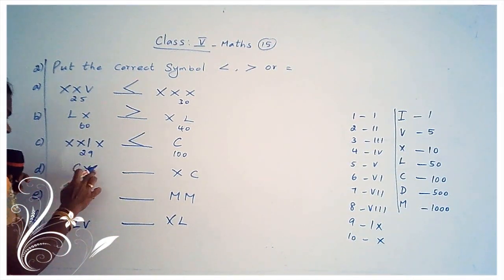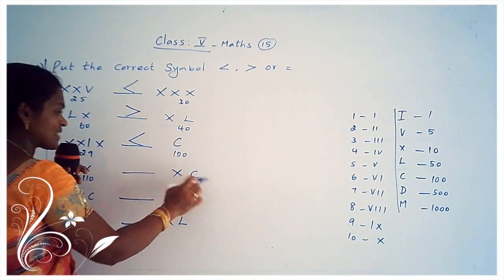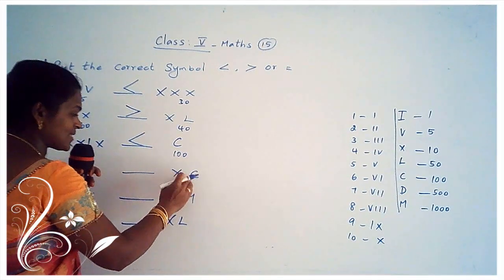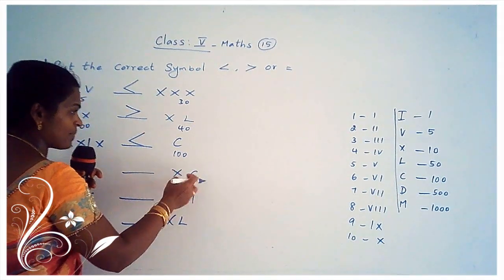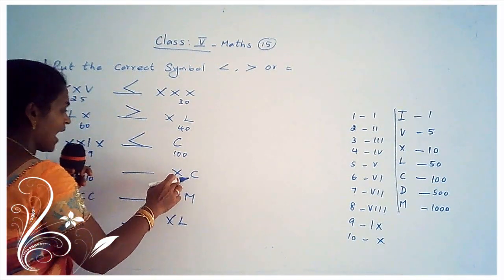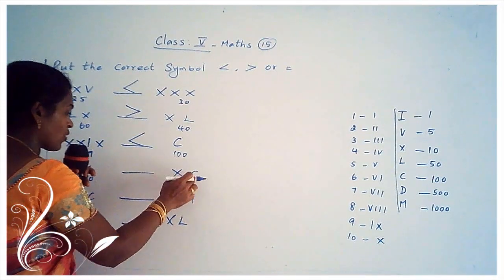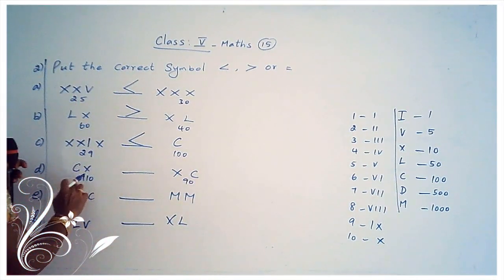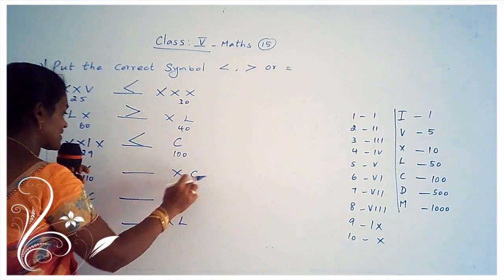So CX stands for 110 and XC stands for, see, here X is written before the large number. C stands for 100 and X stands for 10. So 100 minus 10 is equal to 90. So CX stands for 110, XC stands for 90.